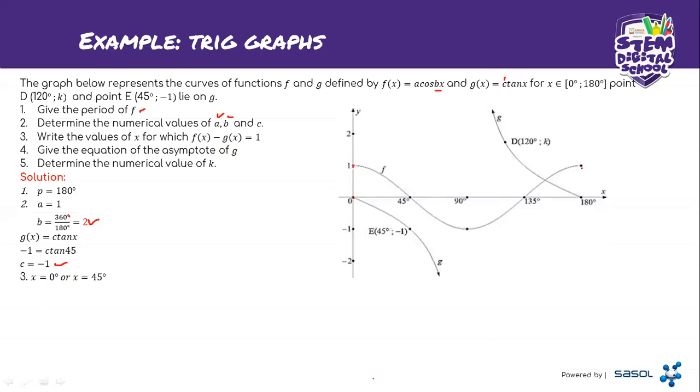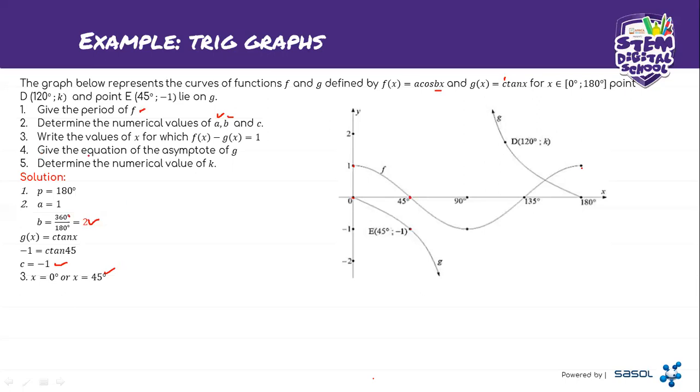So when you say 1 minus 0, the answer is equal to 1. And also at this point, what is the value of y? It is 0. What is the value of y on this point? It is negative 1. Now when you say 0 minus 1, it gives us positive 1, meaning that is the point. So the answer for this one is where x equals 0 degrees and where x equals 45 degrees.